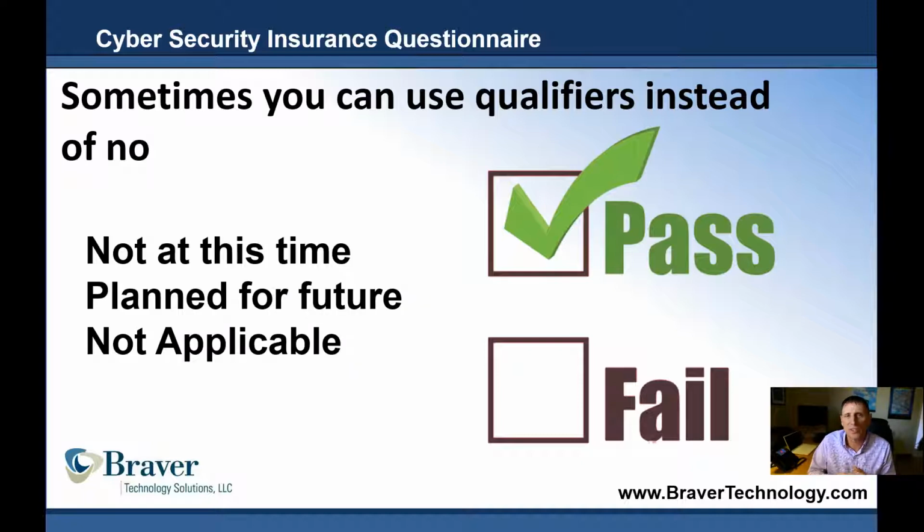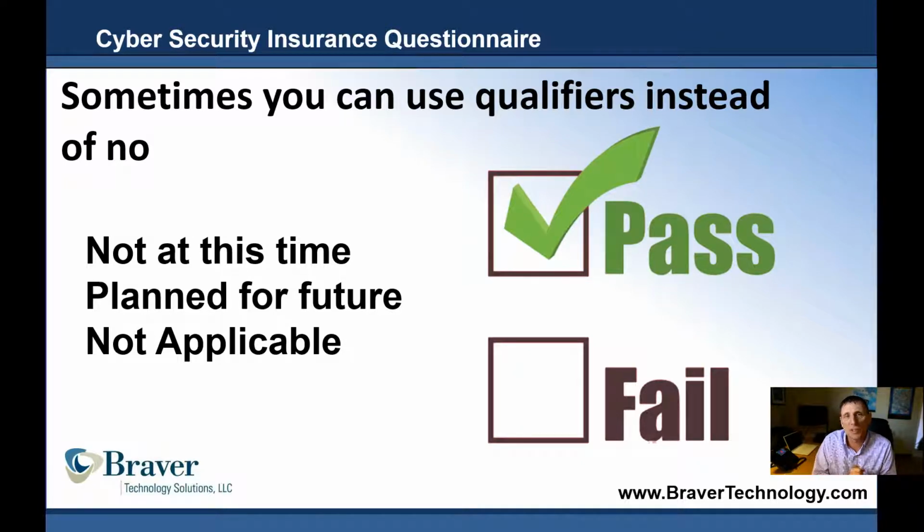Some of the qualifiers that we'll put in place, as long as they're relevant, are "not at this time," or "that's something that's planned for a future date," or "that's just not applicable to what we're doing." A lot of times those look a lot better on the form, still saying the same exact thing. The reality is you might have something that you don't have right now, but it literally is in the process of being implemented, so you can put that it's planned for a future date.